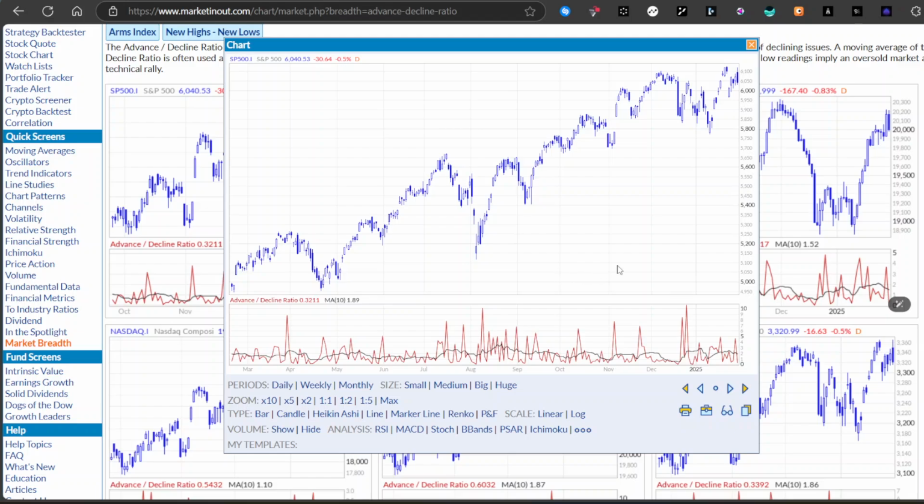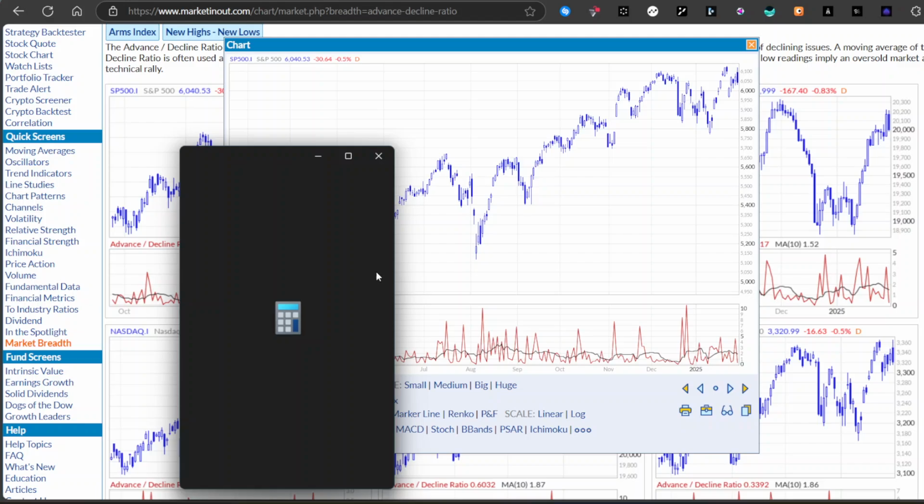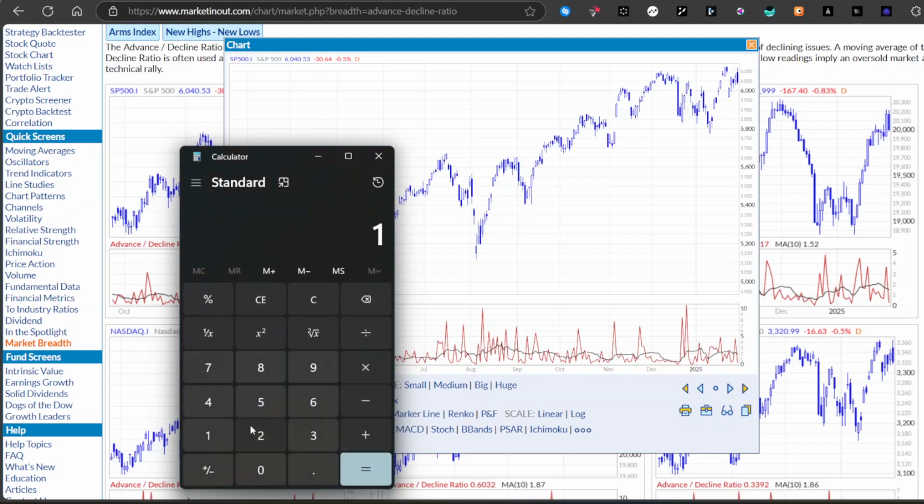For instance, if 1,200 stocks are advancing while 800 stocks are declining, the ratio comes out to 1.5. How do you get 1.5? 1,200 divided by 800. Let's do the calculation together. We have 1,200 advancing stocks and 800 declining stocks. You get the advance decline ratio by dividing the advancing stocks by the declining stocks. That is 1,200 divided by 800, and we have 1.5.